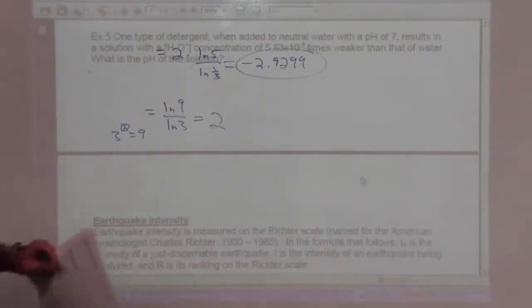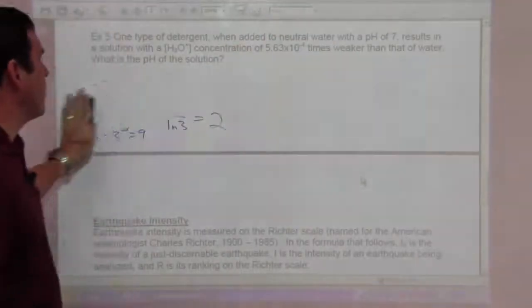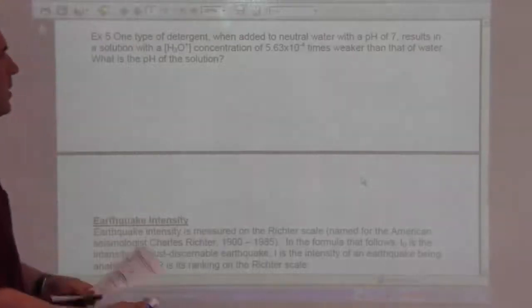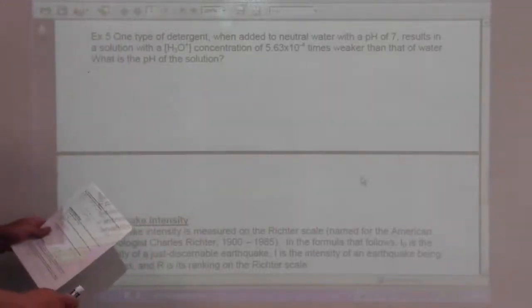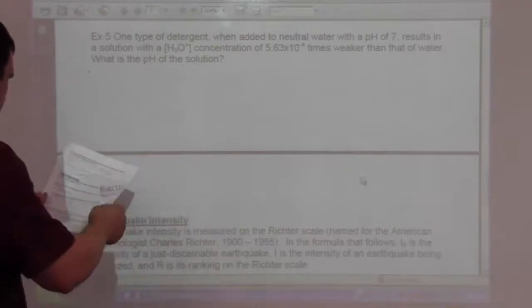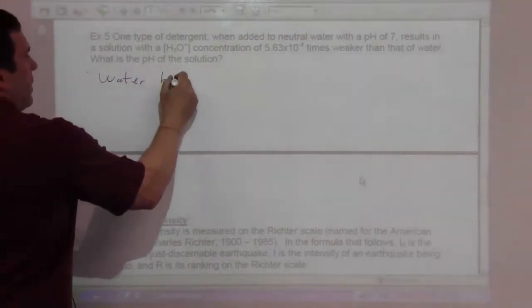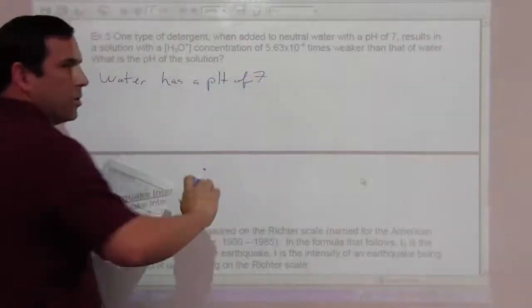So one type of detergent, when added to neutral water with a pH of 7, results in a solution with hydronium ion concentration of 5.63 times 10 to the negative 4th times weaker than that of water. What is the pH of the solution? Now, water has a pH of 7. It's neutral.